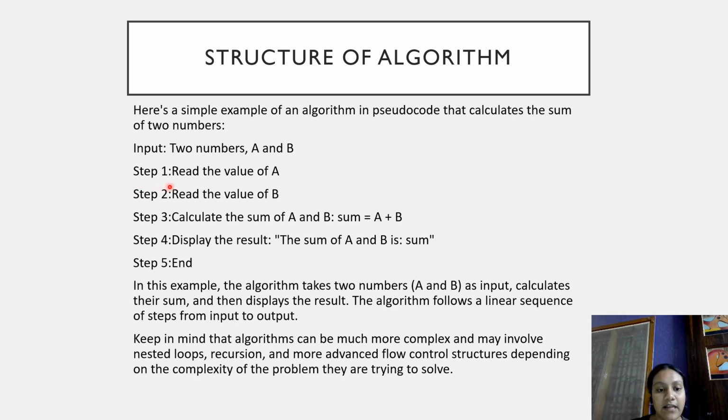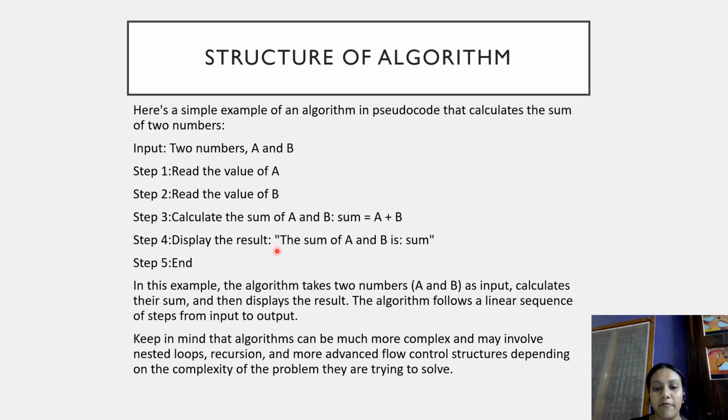Step one in this algorithm will be reading the value of A from the user, and step 2 will be reading the value of B from the user. Step 3 in this algorithm will be calculating the sum of A and B, which is sum equals A plus B. Then step 4 will be displaying the result using the print statement.